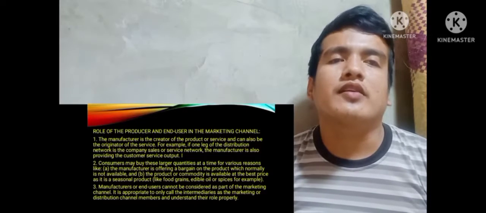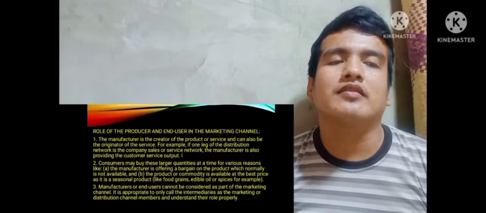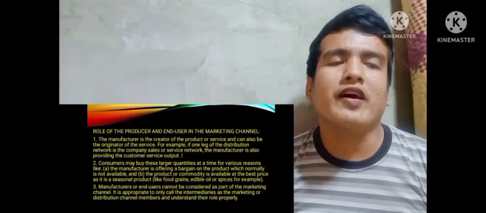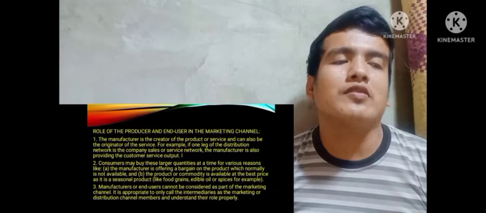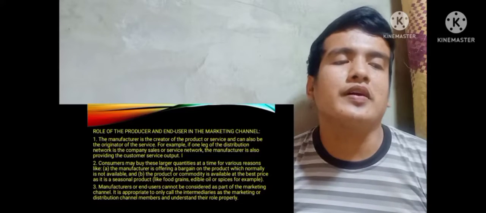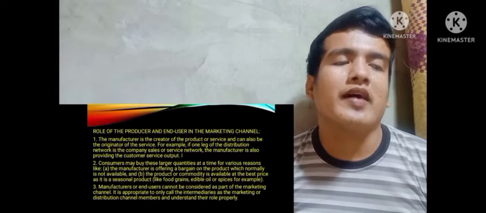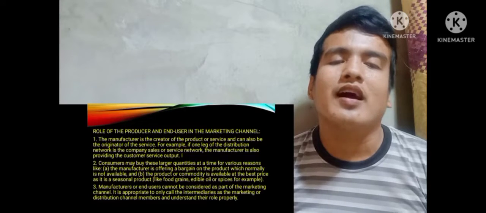Next, the role of the producer and end user in the marketing channel. The manufacturer is the creator of the product or service and can also be the originator of the service. For example, if one leg of the distribution network is the company sales or service network, the manufacturer is also providing the customer service output.